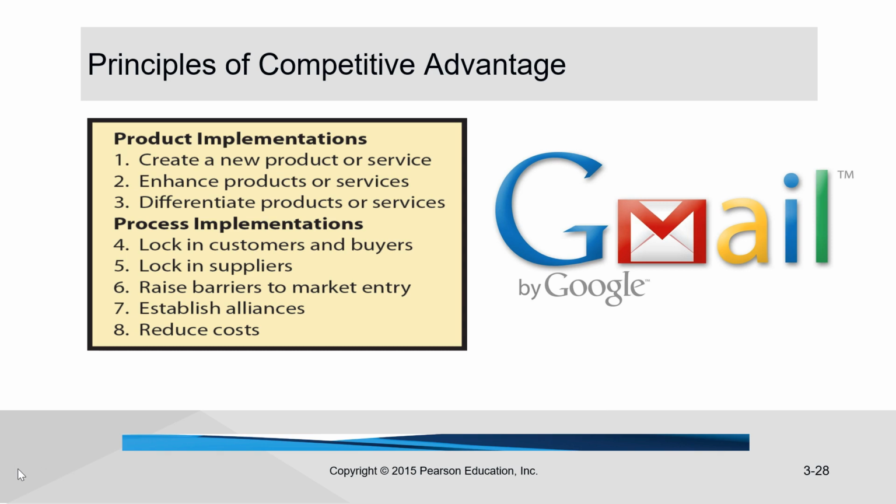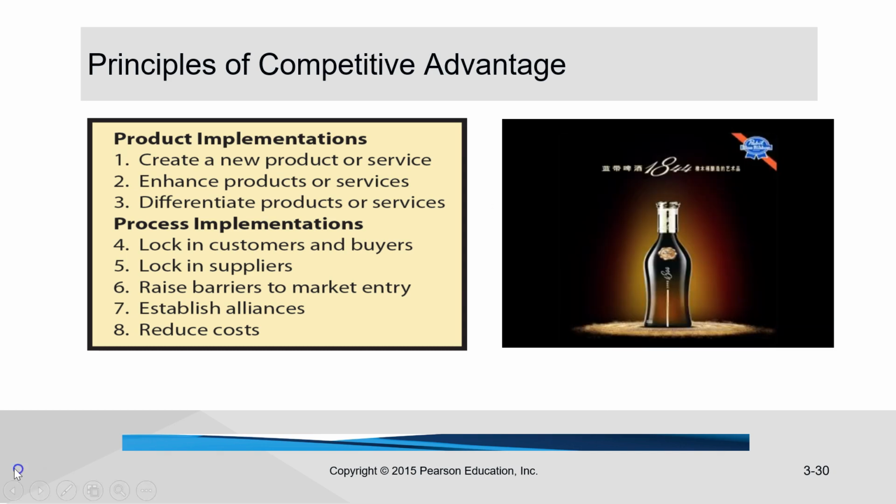Organizations can also achieve a competitive advantage by differentiating their products or services, that is, making them more high-end. Here's a picture of Pabst Blue Ribbon marketed to a Chinese market, and you can see that it is being marketed as a very upscale beer.